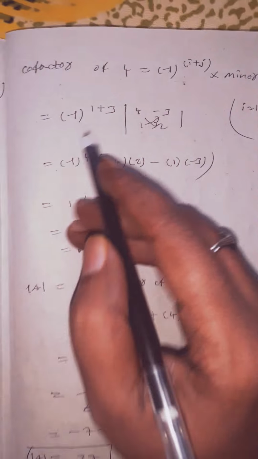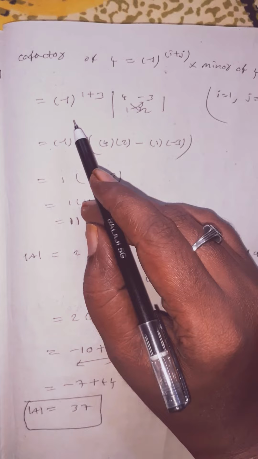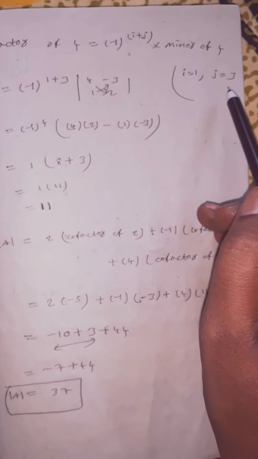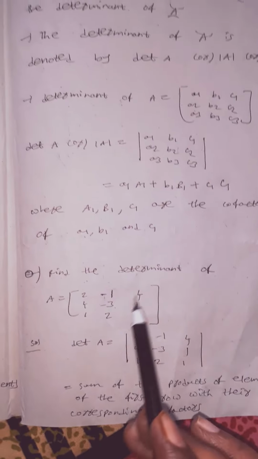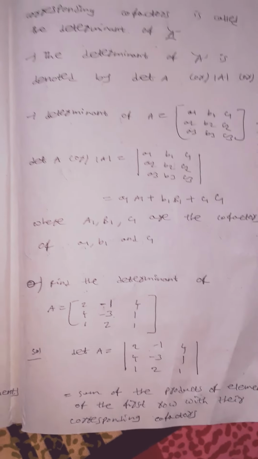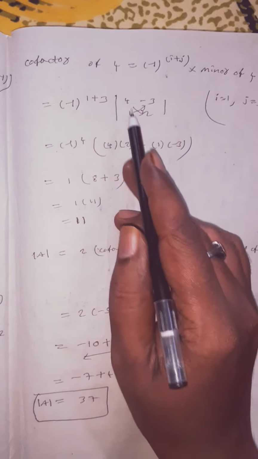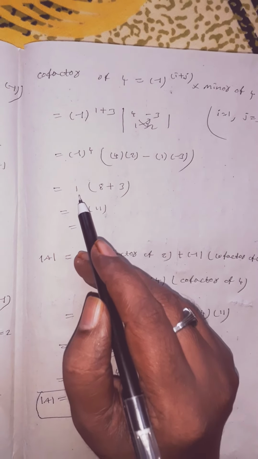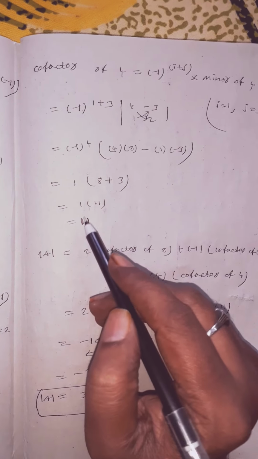Next, cofactor of 4 is equal to minus 1 power i plus j into minor of 4. Here 4 is the first row, third element, so i equal to 1, j equal to 3, that is 1 plus 3. We eliminate the first row and third column, and the remaining elements are 4, minus 3, 1, 2. So minus 1 power 4 into 4 into 2 minus 1 into minus 3. Minus 1 power even number is positive. 4 twos are 8, minus into minus is plus 3. So 8 plus 3 is 11.